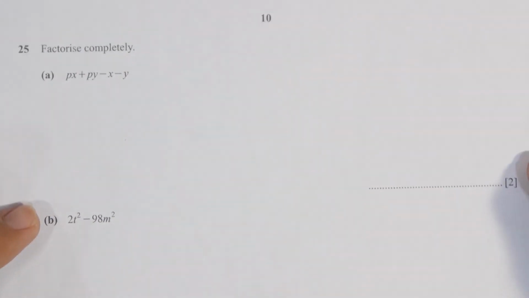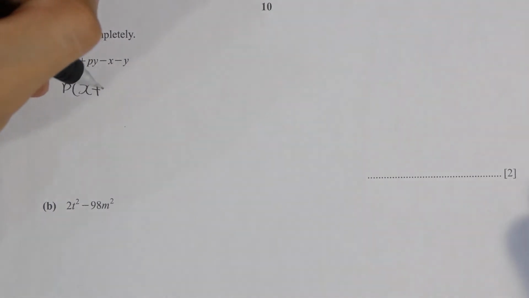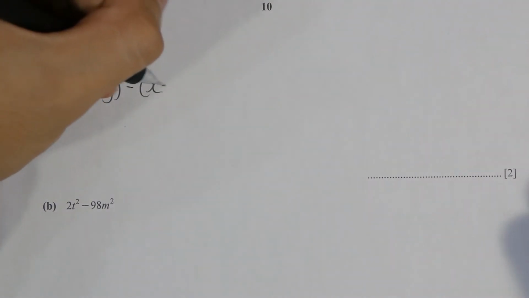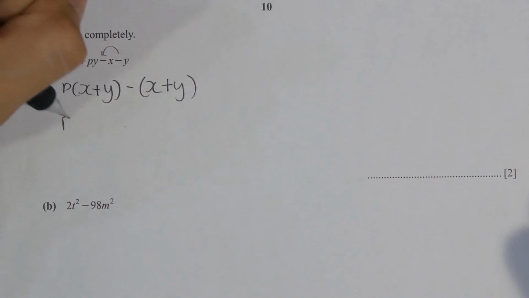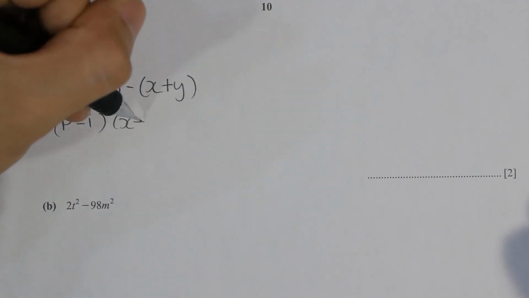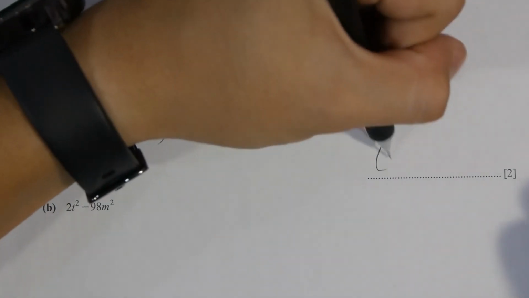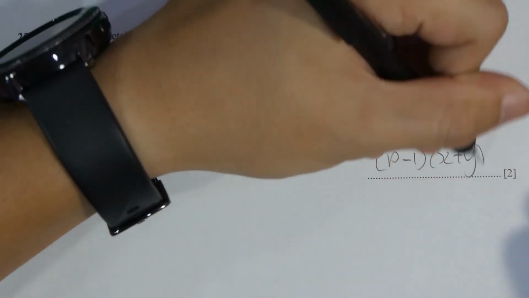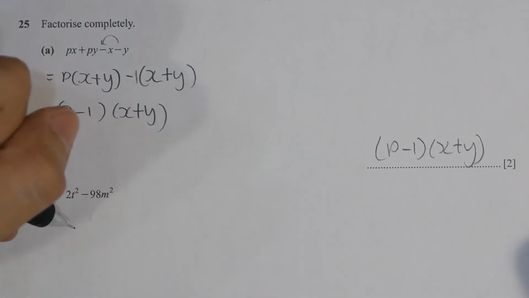For question 25, factorize. I extracted p from the first two variables and I will get p bracket x plus y. And for the last two variables I extracted negative from both of them. Then I will get negative bracket x plus y. So I rearrange them, then we get p minus 1 bracket x plus y as the result.